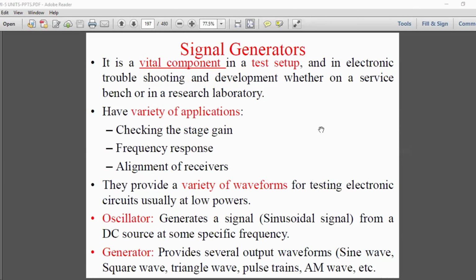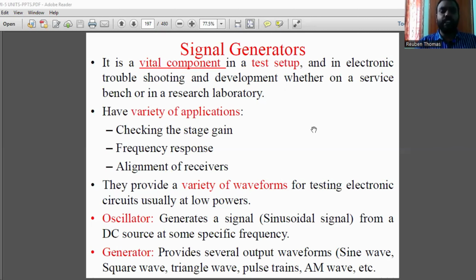It has a variety of applications, whether it is utilized for checking the gain and frequency response and alignment of receivers. They provide a variety of waveforms for testing electronic circuits, which usually operate at very low powers.